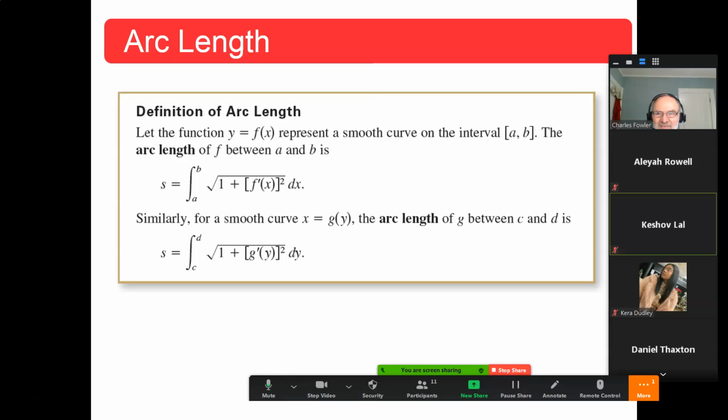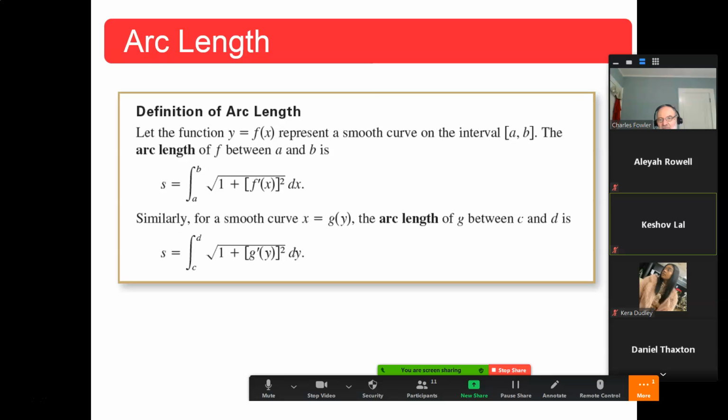Now they're going to give it as a definition. Let the function y equals f of x represent a smooth curve on the interval from a to b. No points, no corners, no cusps, nothing like that. No discontinuities either, by the way. The arc length of f between a and b is then the integral from a to b of the square root of 1 plus f prime squared dx.